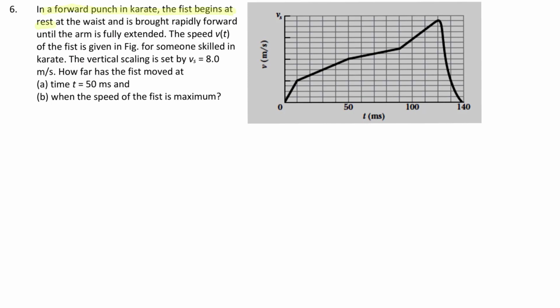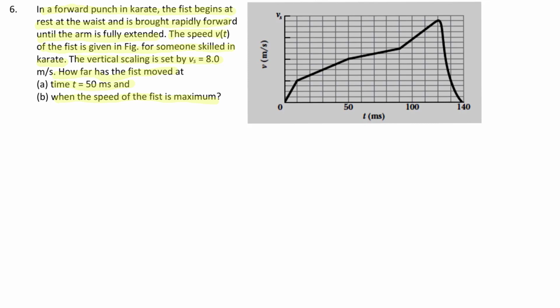The fist begins at rest at the waist and is brought rapidly forward until the arm is fully extended. The speed of the fist is given in the figure for someone skilled in karate. The vertical scaling is set by this. How far has the fist moved at t equal to 50 millisecond, and when the speed of the fist is maximum?